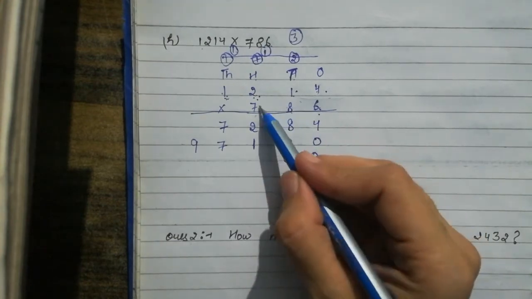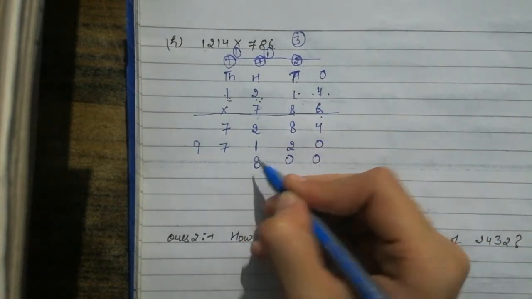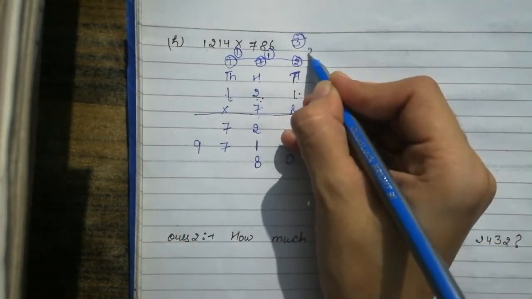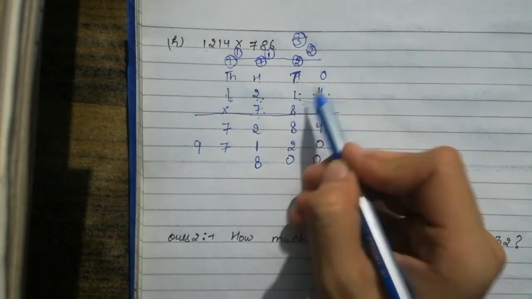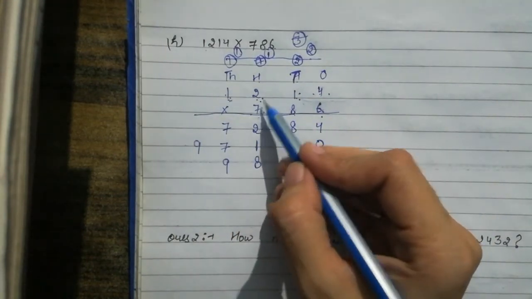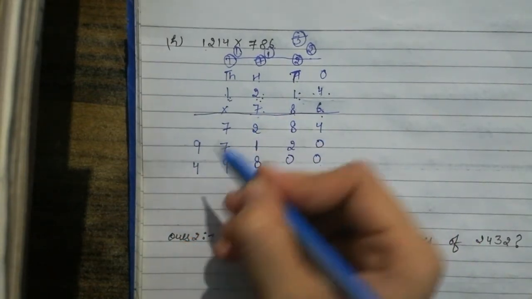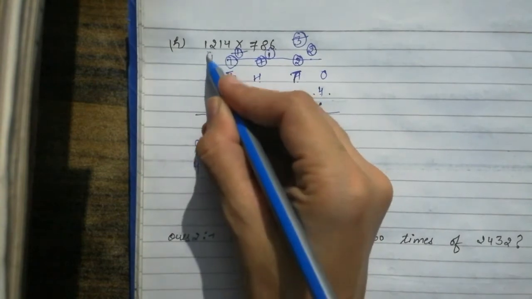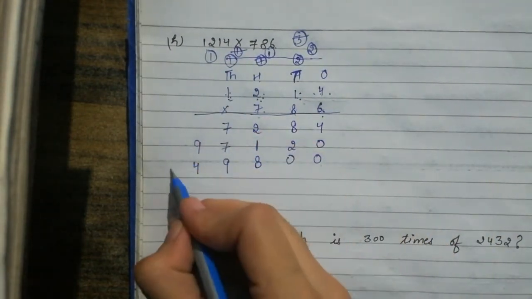Now start multiplication. 7 fours are 28. So write down 8 here and 2 will go to carry. 7 ones are 7. 7 plus 2, 9. 7 twos are 14. So write down 4 here and 1 will go to carry. 7 ones are 7. 7 and 1, 8.